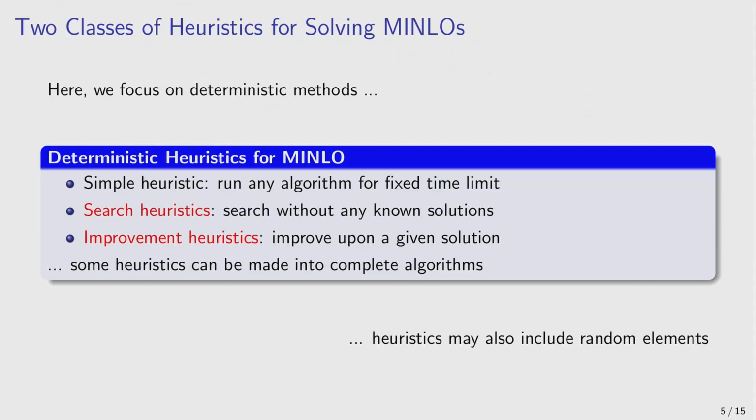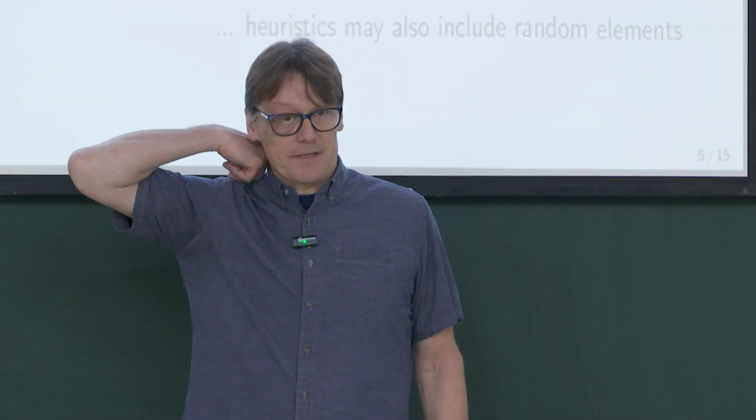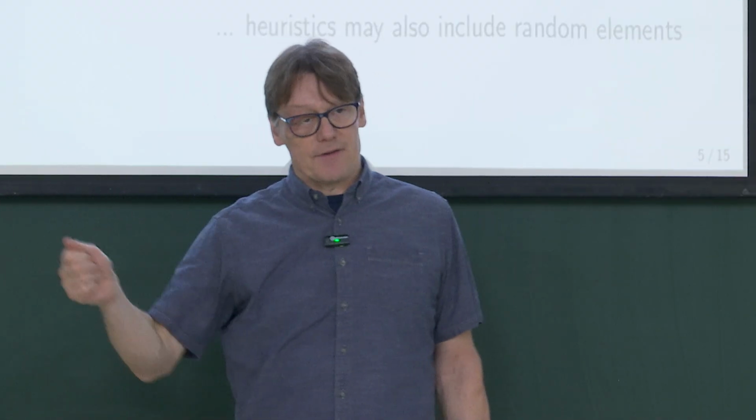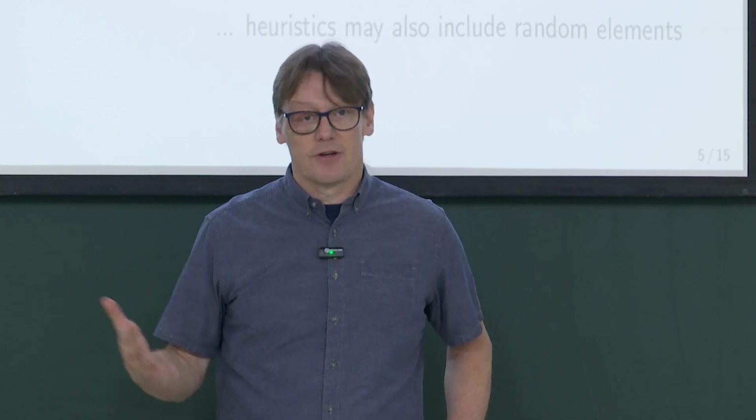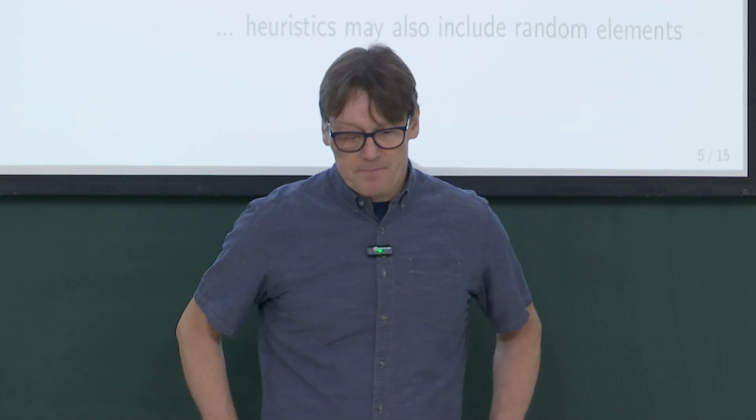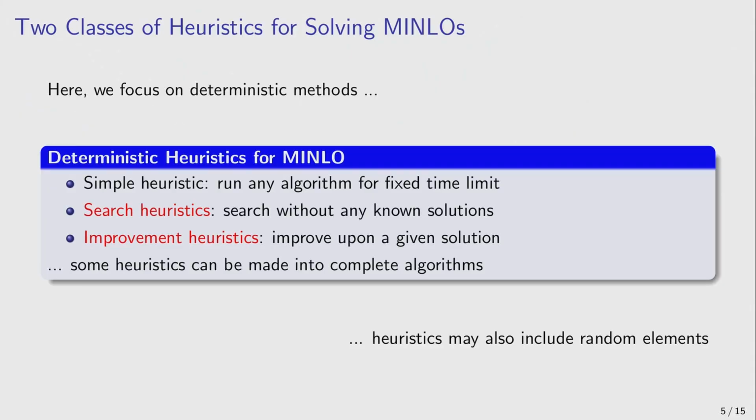So instead, I want to concentrate on deterministic methods that also go better with our deterministic mixed integer nonlinear solvers. So the simplest heuristic is to just run an algorithm for a fixed time limit or node limit. So you could just take your branch and cut algorithm and as a heuristic run it for a limited amount of time, and if it generates a solution, that is a heuristic solution because you haven't run it to completion. And then there are 2 classes of heuristics that we'll talk about here.